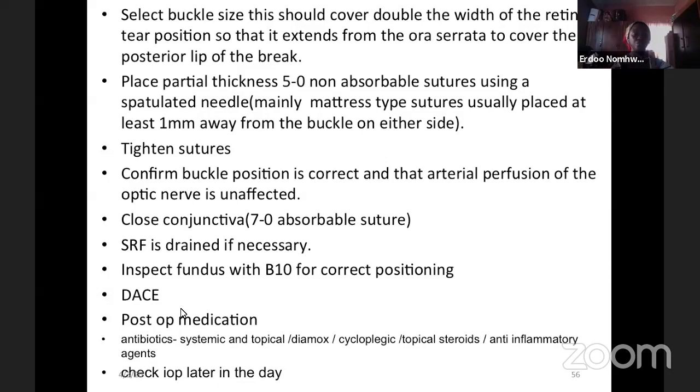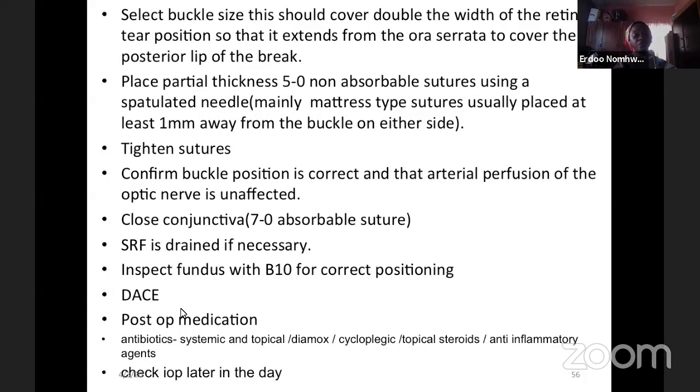You tighten the sutures, and then you confirm that the buckle position is correct. You confirm that arterial perfusion of the optic nerve has not been affected. Then you close your conjunctiva with 7 non-absorbable sutures. If there's need to drain subretinal fluid, you drain. For the indications I stated earlier, you drain, but if not, it can get reabsorbed on its own. You then use your BIO to check if the correct positioning is in place.